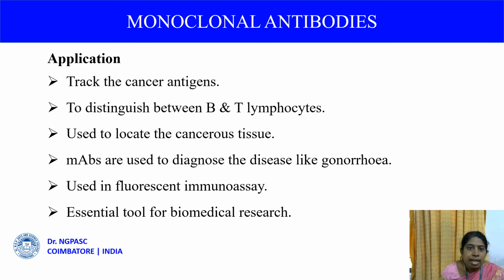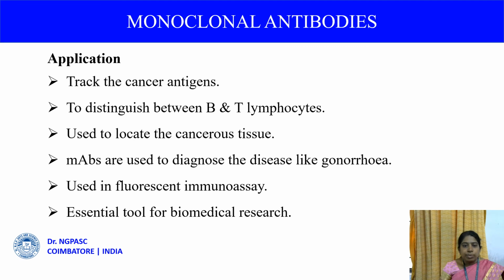Next, moving on to the applications of monoclonal antibodies. They track cancer antigens, so they are very important in cancer studies. They also help to distinguish between B lymphocytes and T lymphocytes, and are used to locate cancerous tissue. Monoclonal antibodies are used to diagnose diseases like gonorrhea, are used in fluorescent immunoassay, and are an essential tool for biomedical research.